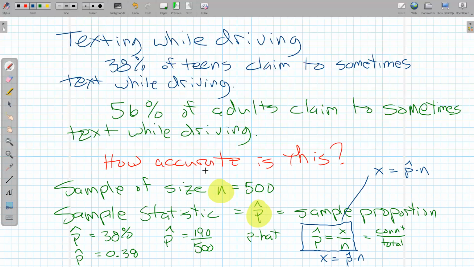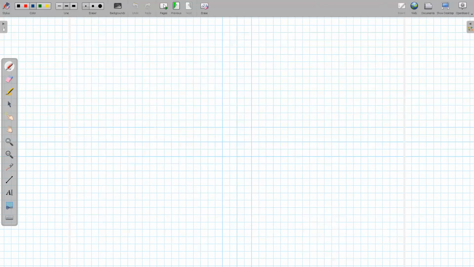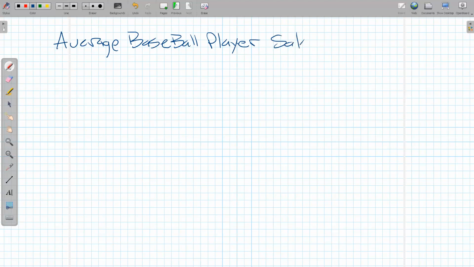So we'll come back and look at how accurate this is, but let's look at another example: average baseball player salaries in Major League Baseball. I'd like to know what that is, and it turns out there is some data available. So let's go take a look at that.